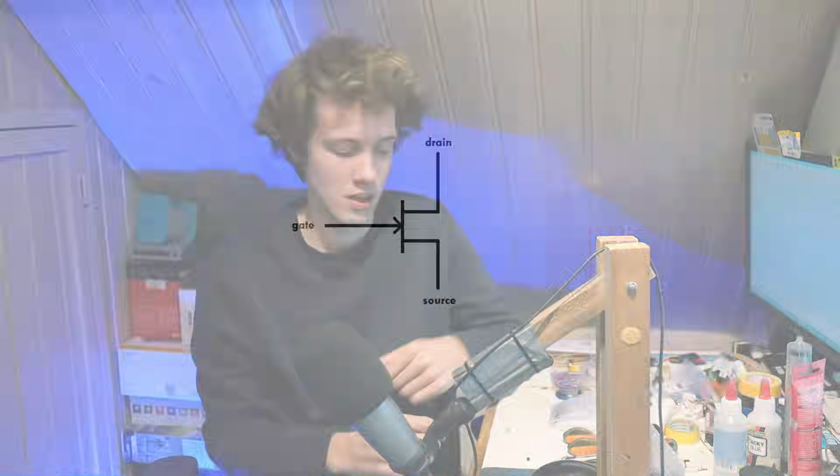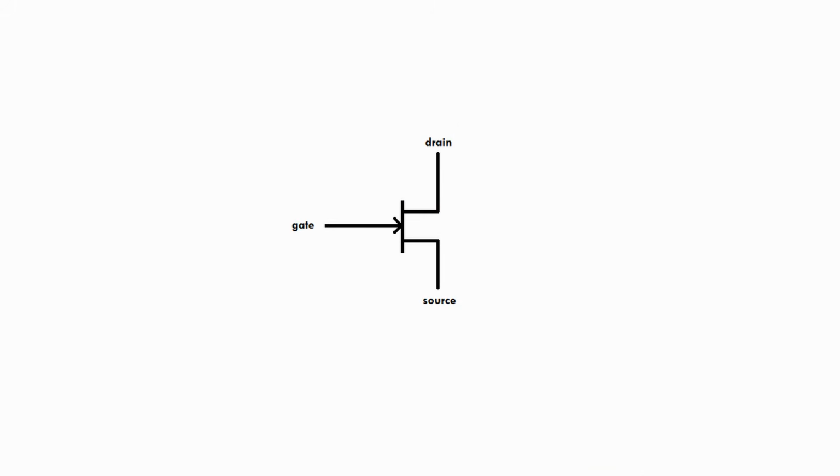So a JFET is similar to a MOSFET. It's a transistor, and it's a transistor that can be operated by applying a voltage to its gate. So it's got 3 terminals, a drain, a source, and a gate, and the current will flow between the drain and the source, and the gate is what controls the flow of current between those 2 points.